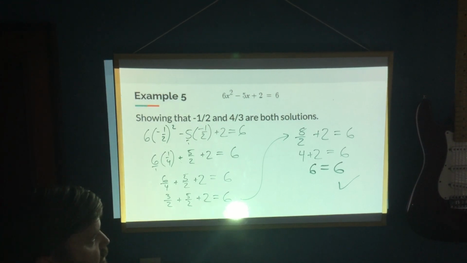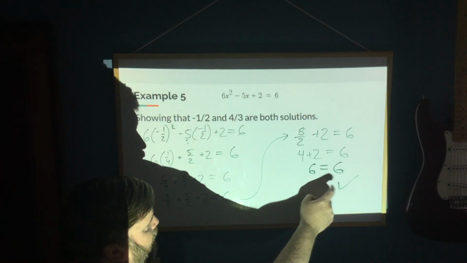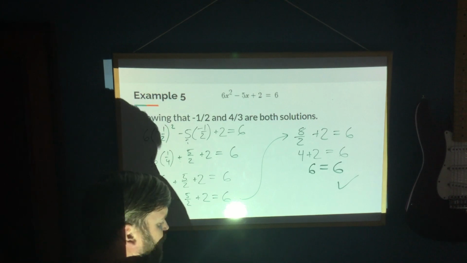Now, don't get confused. Don't think, well, there's not the zeros. Subtract 6 from both sides and you get 0 equals 0. It still works out that way.